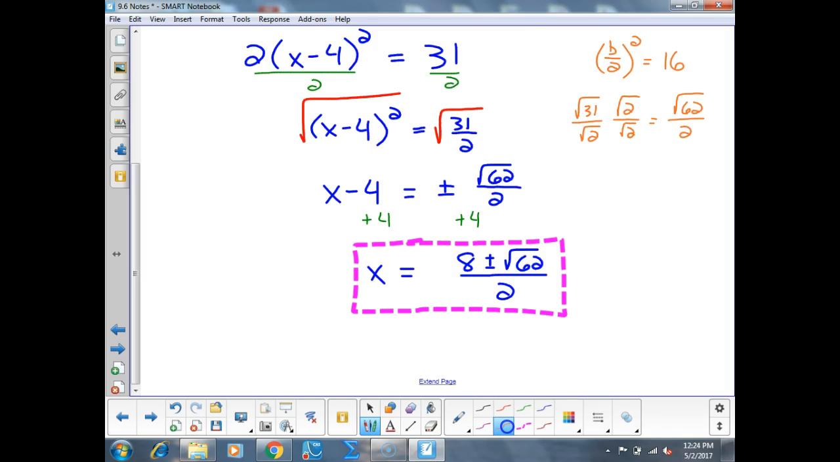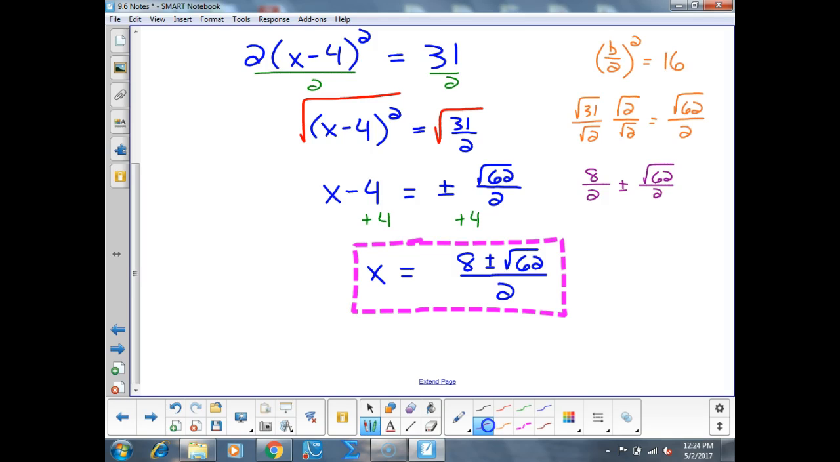What do I got to do if I'm going to add fractions? Common denominator. So this is 8 over 2 plus and minus the square root of 62 over 2, which gives me 8 plus or minus the square root of 62. Where did you get the 8? What's 8 divided by 2? Oh, okay. If I'm adding, I got to have a common denominator. Okay?